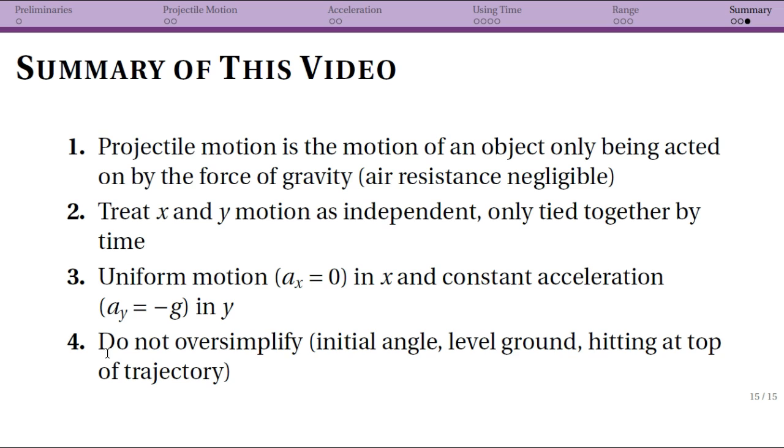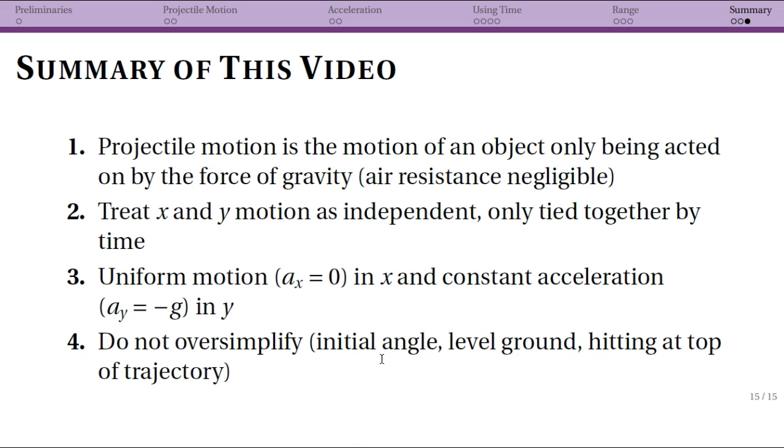Finally, make sure that you do not oversimplify. Projectile motion involves a fairly complicated trajectory. We frequently get to simplify that, but don't assume simplifications that aren't valid for whatever situation you're trying to find a result for. So for instance, the initial angle is probably given in the problem, or you might need to calculate it based on other information given. But never construct a right triangle based on positions and use that for projectile motion.